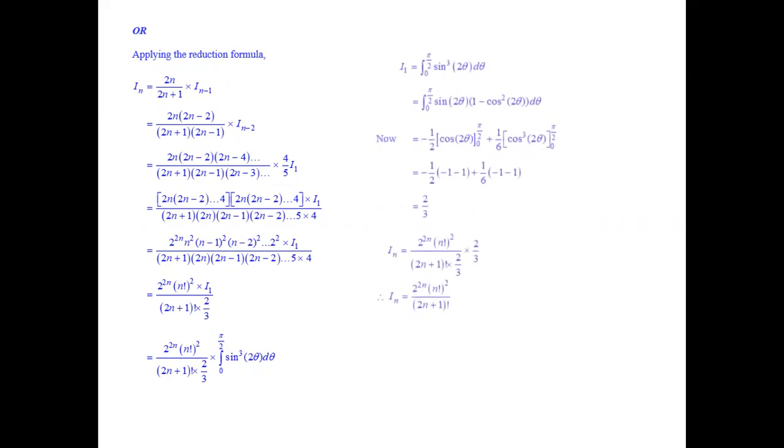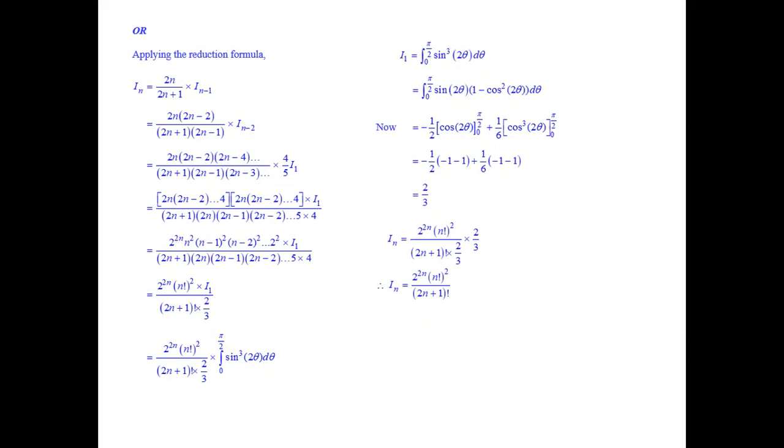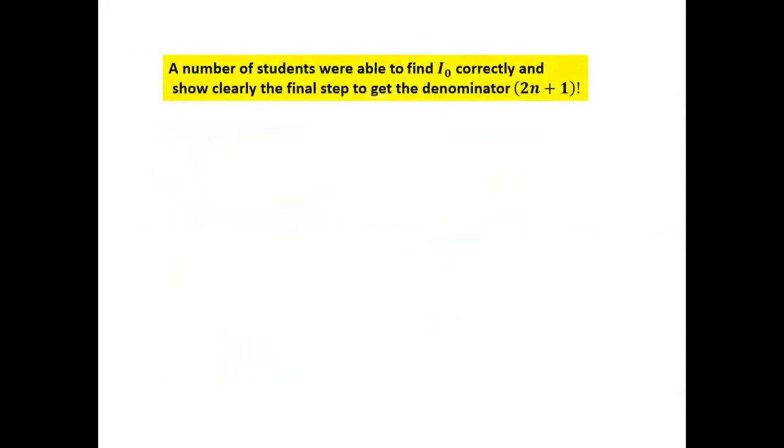This is another way of looking at it, again very similar to the previous one. They're just expanding it, and they just substitute. I think it's the same as the previous page, really. A number of students were able to find I naught correctly and also show clearly the final step to get the denominator as 2n plus 1 factorial.